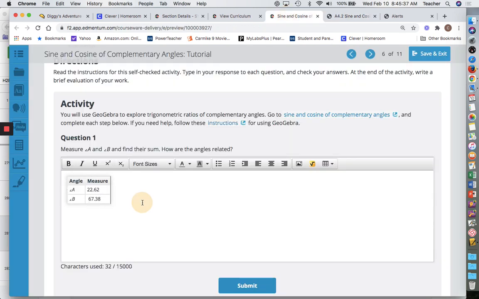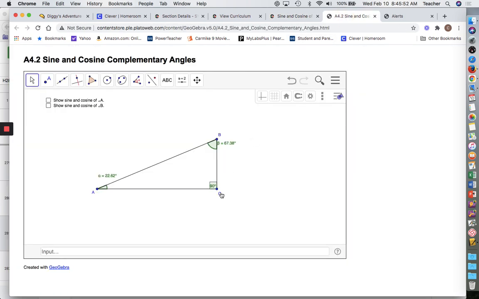And it says to find the sum. Sum means to add. Now I'll tell you right now, it's going to be 90. These two add up to be 90. And the reason why is because there's a rule that says 3 angles of a triangle add up to be 180 degrees. We're going to learn that in Unit 2. Well, if this one's 90, then the sum of these two have to be 90, because 90 plus 90 is 180.